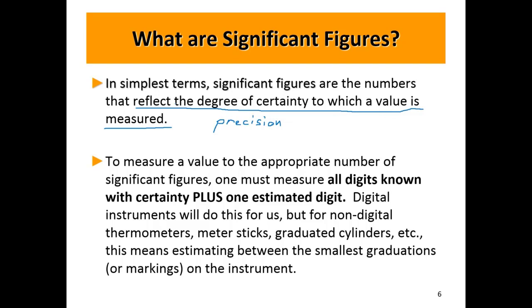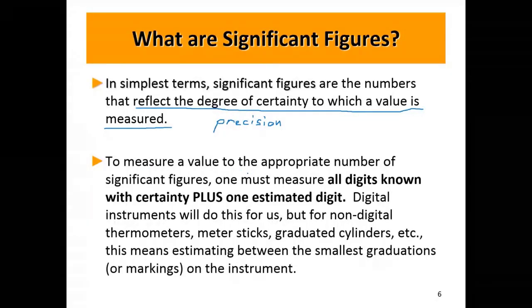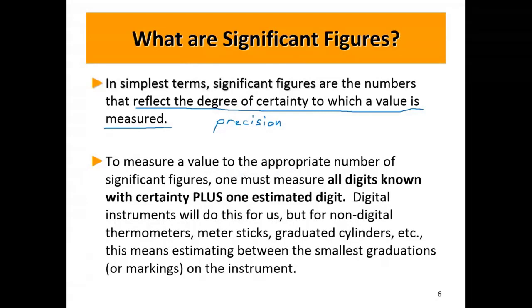However, that measuring instrument could be wrong, it could be off, it could be badly made, and therefore the numbers would not be accurate. But significant figures indicate the precision of a measurement. So when we're actually measuring items, measuring volume, measuring length, the number of significant figures can be determined by measuring all digits that are known with certainty, plus one estimated digit. So you need to go one digit beyond the smallest markings.